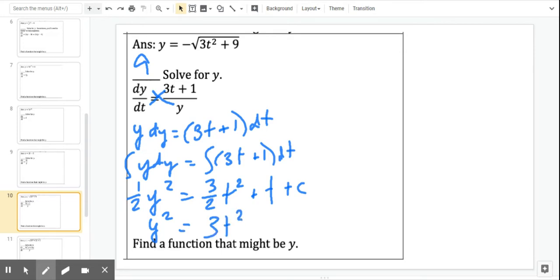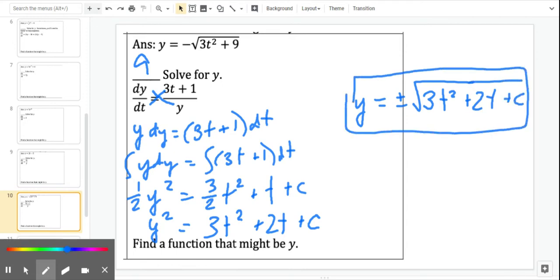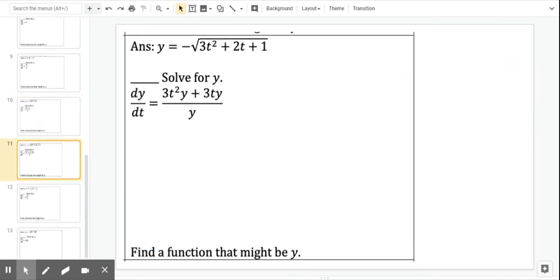So then I'm left with 3t squared plus 2t, technically 2c, but again, it's just an arbitrary constant, so you can just write c. Then we take the square root of both sides to get y alone, plus or minus the square root of 3t squared plus 2t plus c. And then we find a solution that matches up with that, and that brings us to this one. So c is 1, and it's the negative.